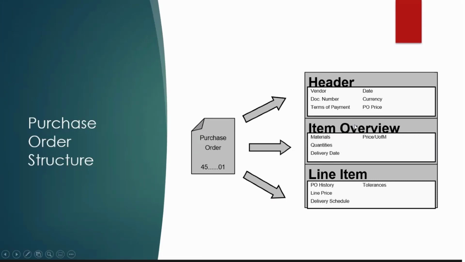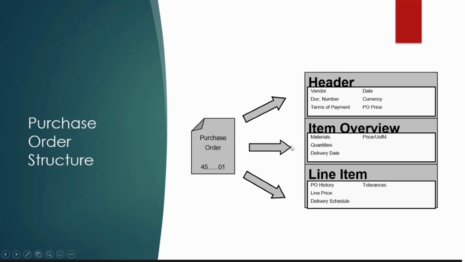And each item, you can have the details, item line, where you can see the price, the delivery scheduling, and the tolerance and everything. By the way, in SAP, maybe 99% of the orders are with the same structure.